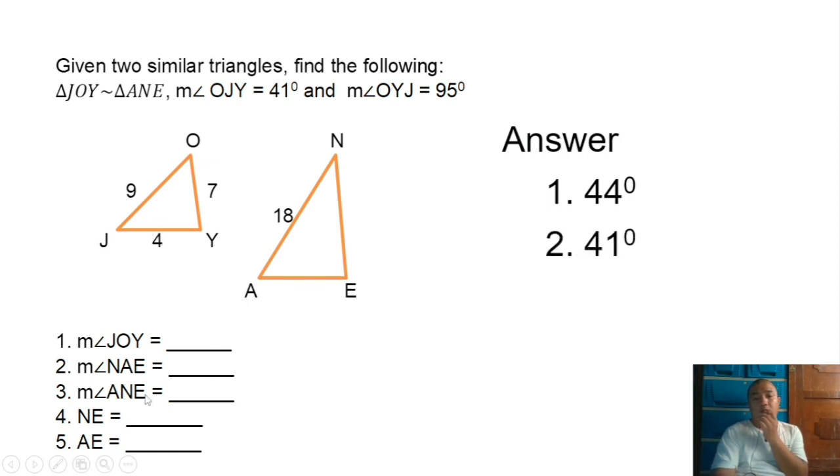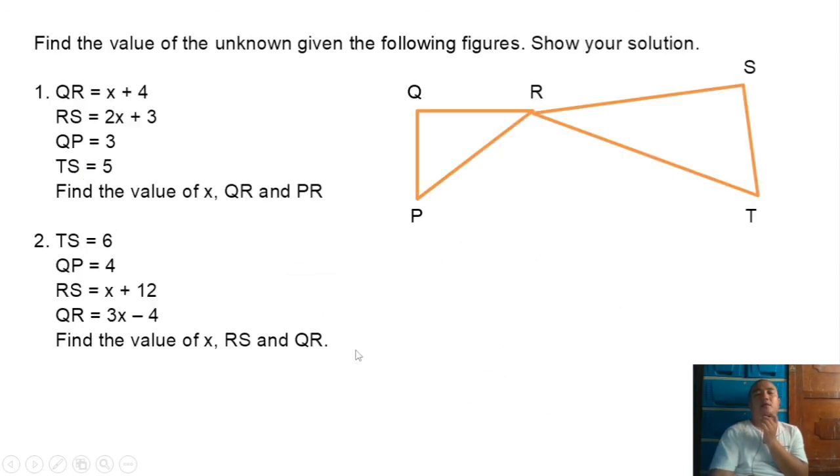How about this? Angle ANE. Same with angle O, 44 degrees. What is the length of NE? I think 1/2 yung ratio kasi 9/18 is 1/2. So times 2. 7 times 2, 14. How about the length of AE? 4 times 2, 8. Ayan.